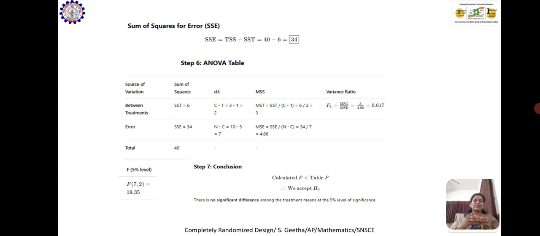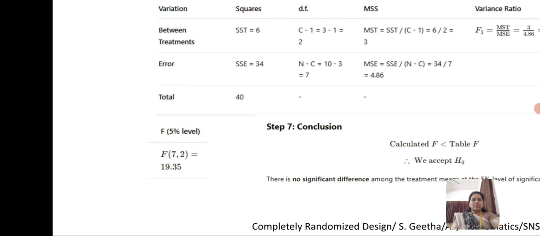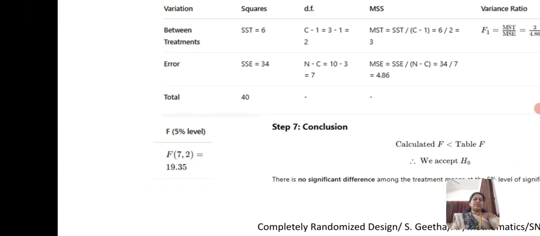After that we have to find the corresponding F table value. The F table value is 19.35. So, coming to the conclusion, the calculated F value is less than the table value. So here we accept H naught. That means there is no significant difference between the treatments. Thank you.